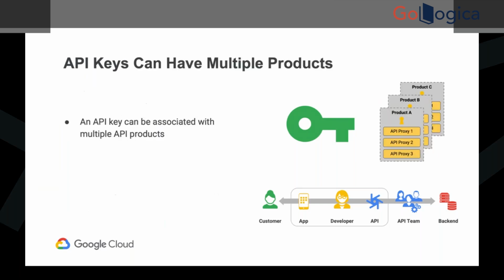And in APG, API keys can have multiple products. A minimum of one product is required, because that is like your subscription, correct? So you need a minimum of one product, and then APG allows you to have multiple products also.